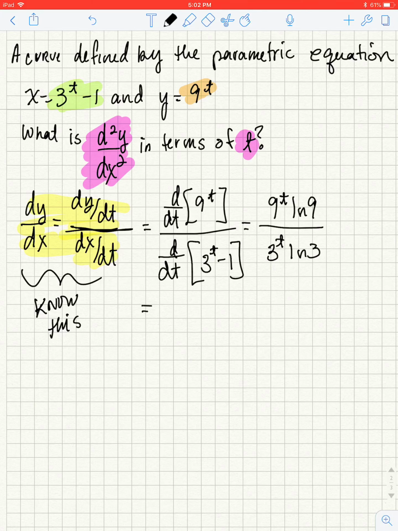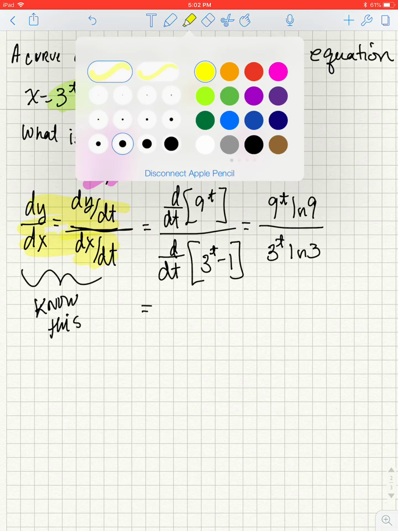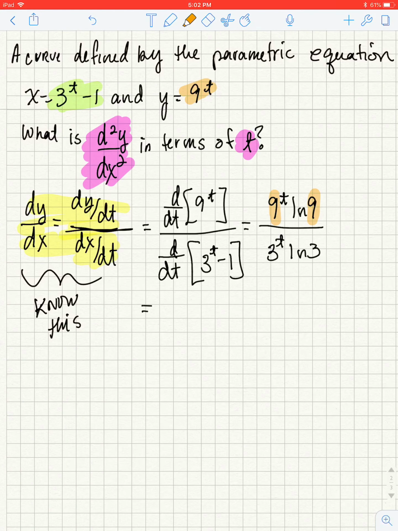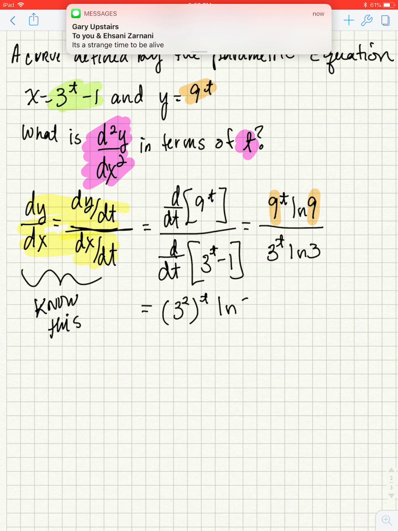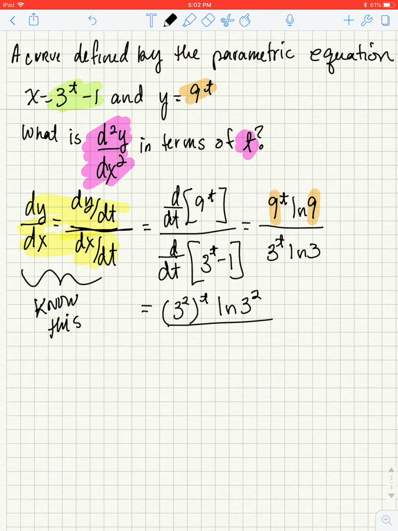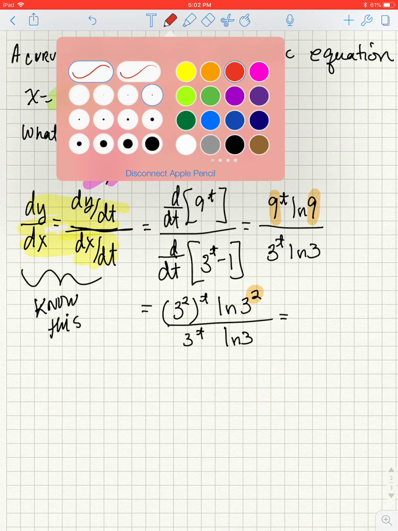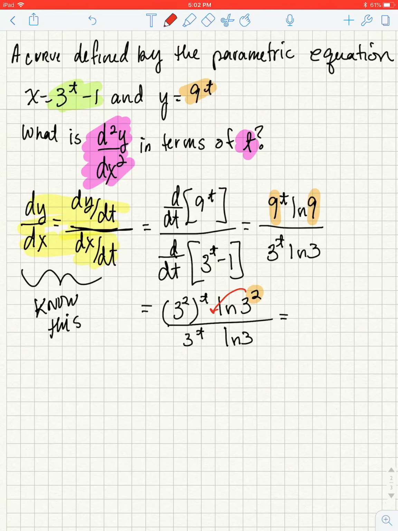Now, simplifying this, you're going to need to change a few things here. This and this I'm going to change, just using properties. 3 squared is 9 raised to the t, and then I'm going to change ln 9 to ln 3 squared. You'll see why I do this in a second. Trying to make this simple for us. Again, going back to the exponent rule, the exponent is going to go down in front.